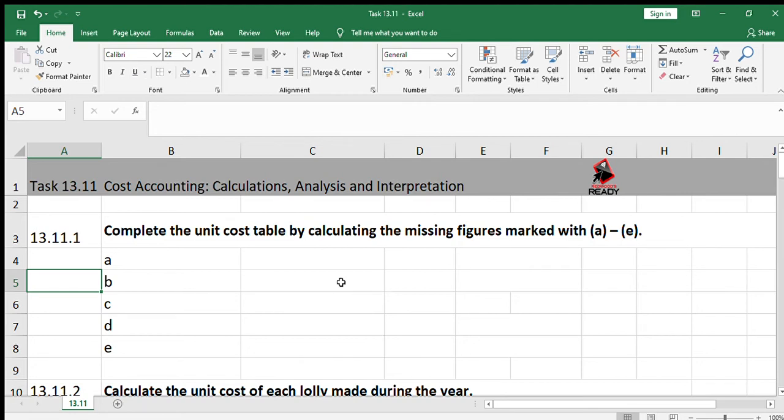Hello grade 12s. In this video I'm going to complete task 13.11 from your textbook with you. Task 13.11 is cost accounting calculations, analysis and interpretation.